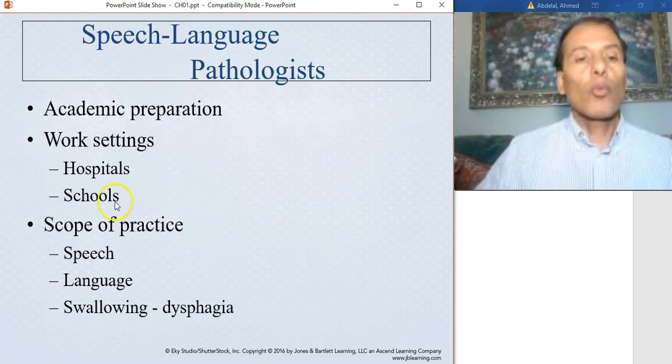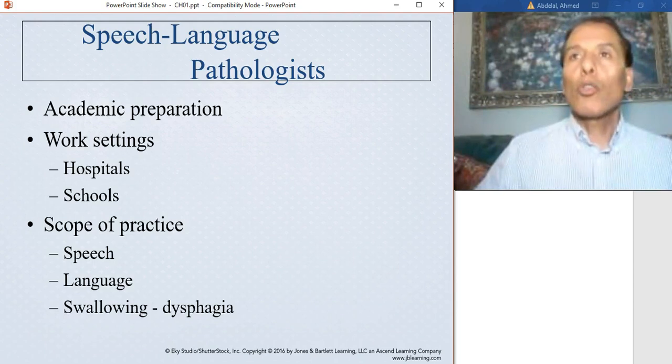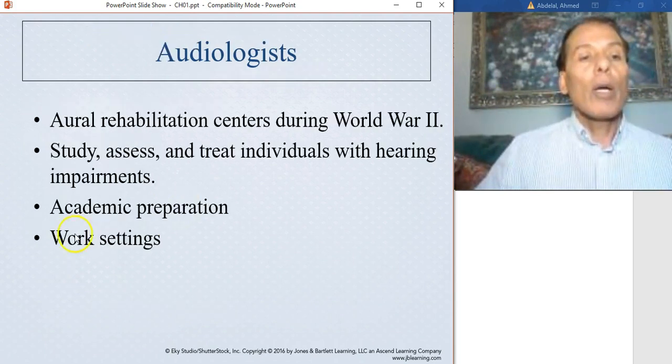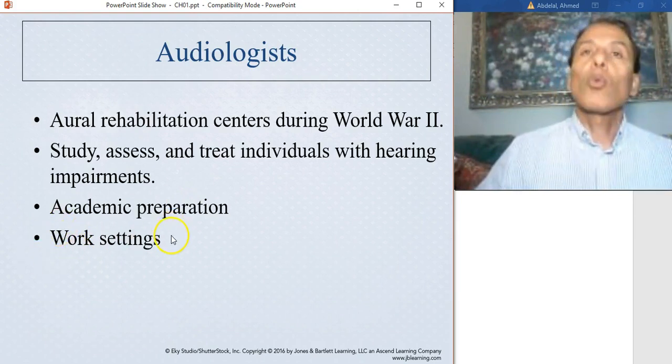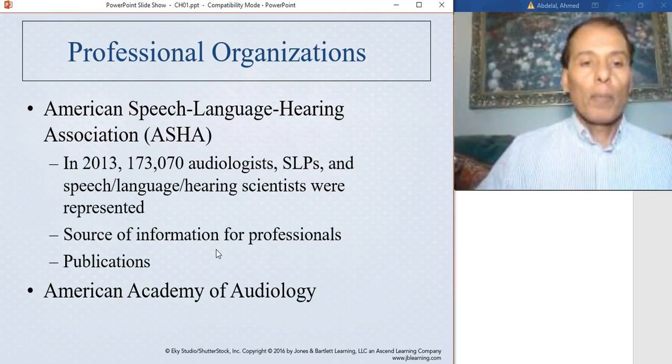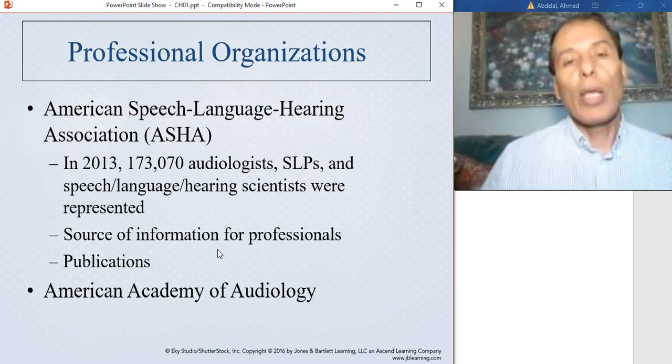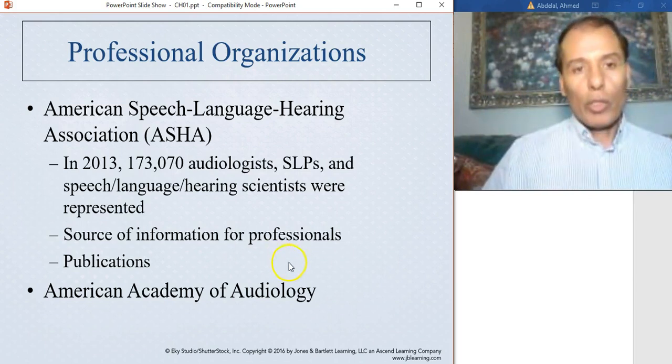Speech language pathologists work in the school system. As a matter of fact, the overwhelming majority of us work in the school system. However, the audiologist doesn't work in the school system. The audiologist typically works in a hospital or in a private practice. So, in other words, there are fewer audiologists out there than speech language pathologists.